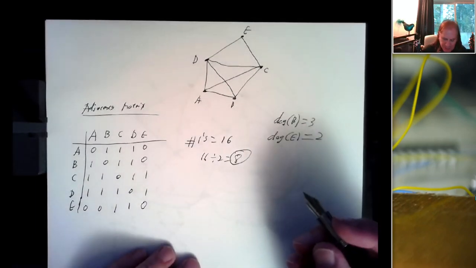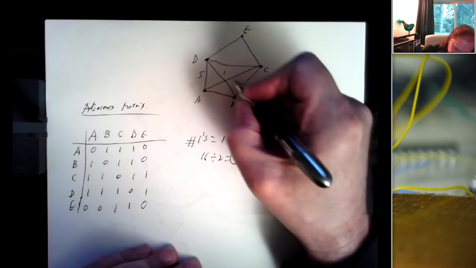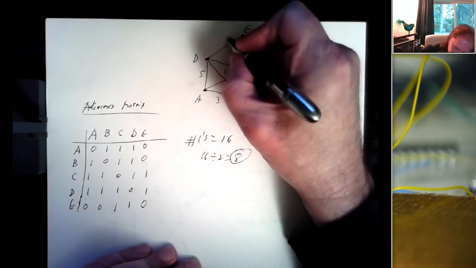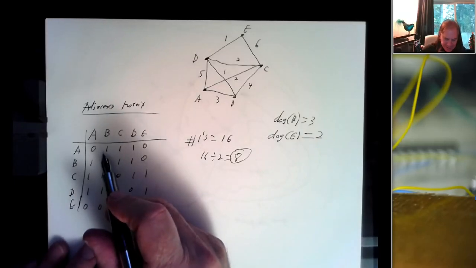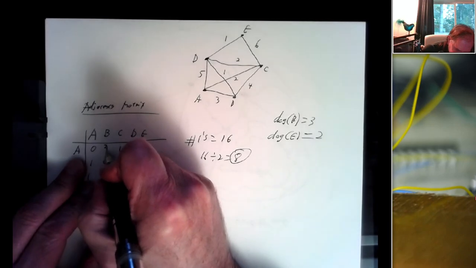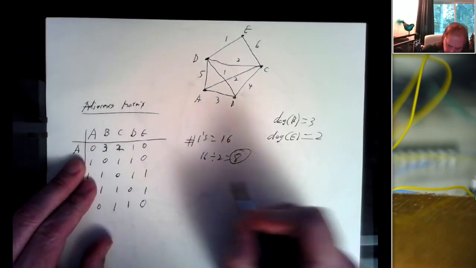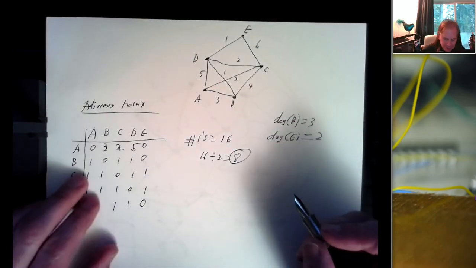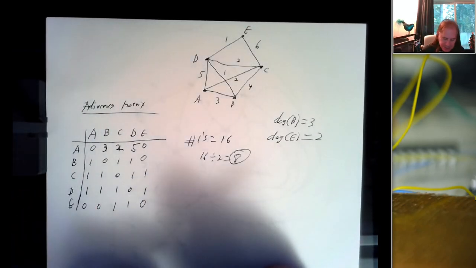And if we had weights associated with these, so let's say this had a weight of 5, and 1, and 2, and 4, and 3, and 2 and 1 and 6, right? Then we could fill this in. Instead of just putting a 1 or a 0, we could say, okay, from A to B, we have a weight of 3. And from A to C, we have a weight of 2. And from A to D, we have a weight of 5. And so on. So we could fill in all of these with the weights corresponding to each edge.